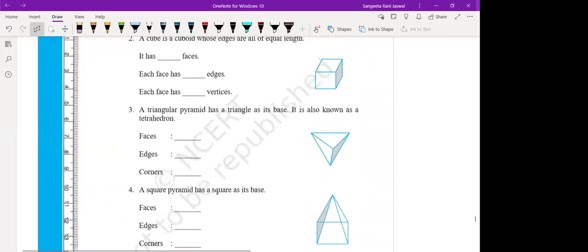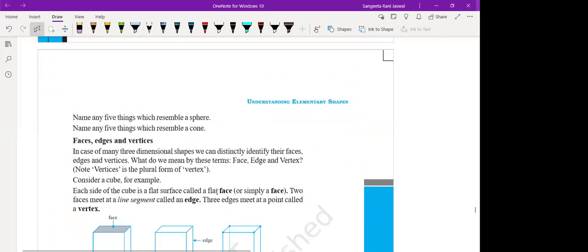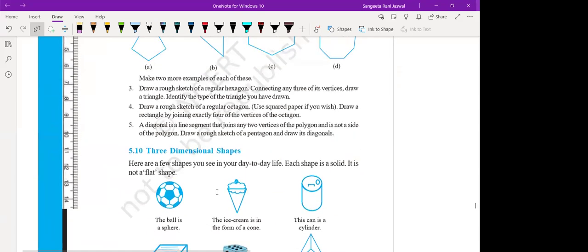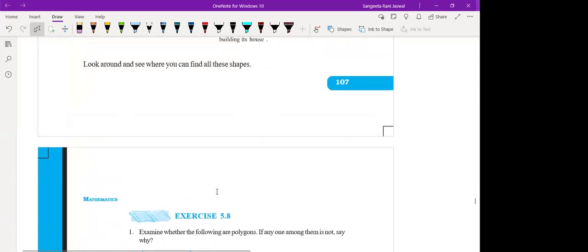This chapter is lengthy. We might continue in the next class also. Okay, children, so let's wind up here.